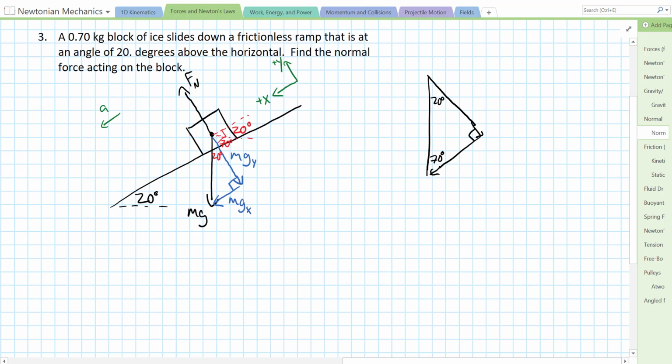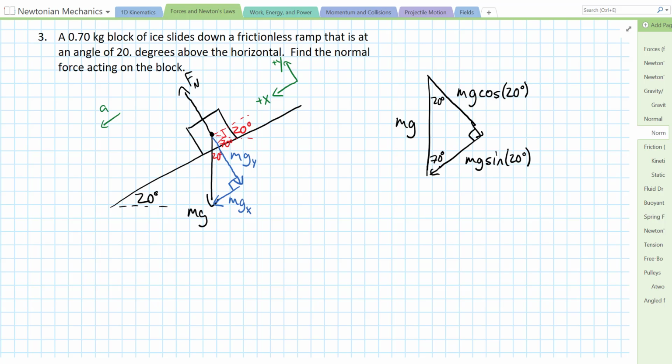Okay. Let's see. So this is mg. And from trig, this leg over here by the 20 is going to be mg cos of 20 degrees. This is going to be mg sine of 20 degrees. So, yeah, that's fine. Let's just set up Newton's second law in the x and y directions.